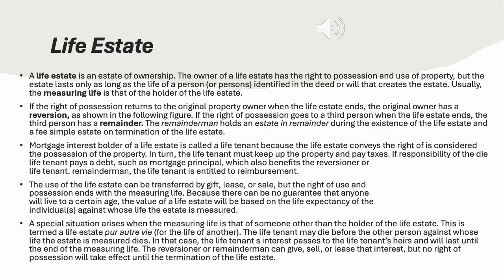Because there can be no guarantee that anyone will live to a certain age, the value of a life estate will be based on the life expectancy of the individual against whose life the estate is measured. A special situation arises when the measuring life is that of someone other than the holder of the life estate. This is termed a life estate per autre vie, for the life of another. The life tenant may die before the other person against whose life the estate is measured dies. In that case, the life tenant's interest passes to the life tenant's heirs and will last until the end of the measuring life. The reversioner or remainderman can give, sell, or lease that interest, but no right of possession will take effect until the termination of the life estate.